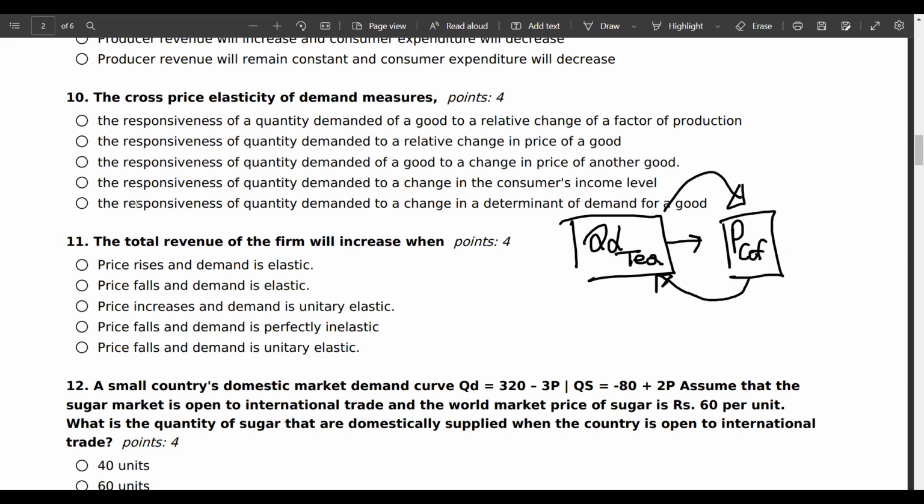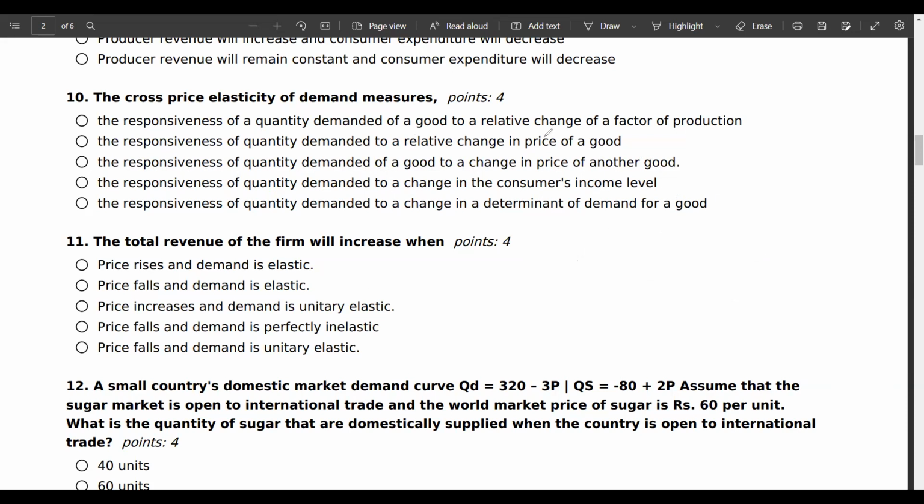And in that case, the answer, I believe, is the third answer. Responsiveness of quantity demanded of a good to a change in price of another good. That is the definition for cross price elasticity of demand. Whereas the second one, the responsiveness of quantity demanded to a relative change in price of a good, that is PED. The responsiveness of quantity demanded to a change in consumer income level is called income elasticity of demand. So the answer for this one is the third one. Hope you guys got that.